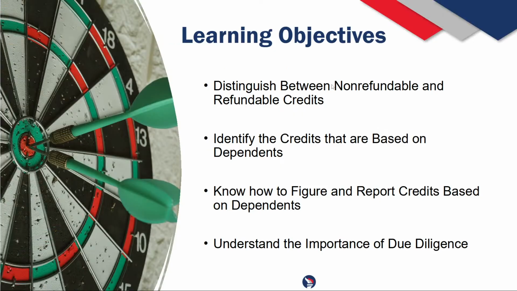Again, distinguish between non-refundable and refundable credits. We have both today. Identify the credits that are based on dependents. Well, that's the whole idea behind child tax credit and the other dependent credit. It's right in the name. Know how to figure and report credits based on dependents.